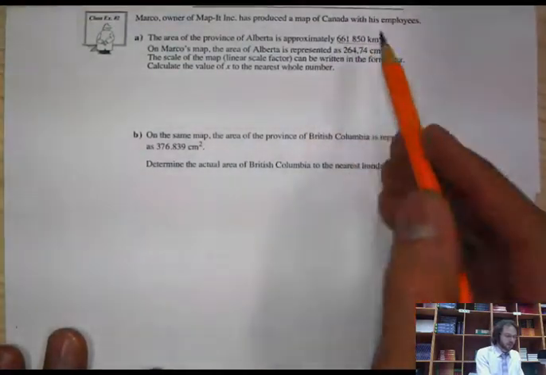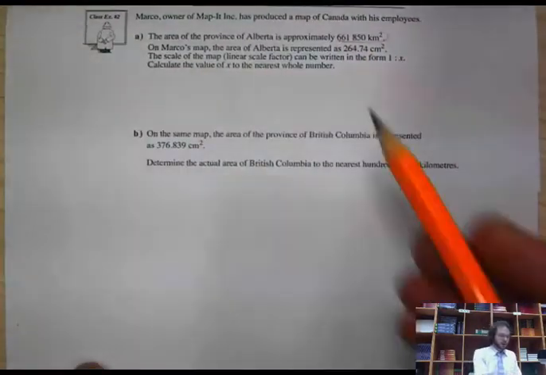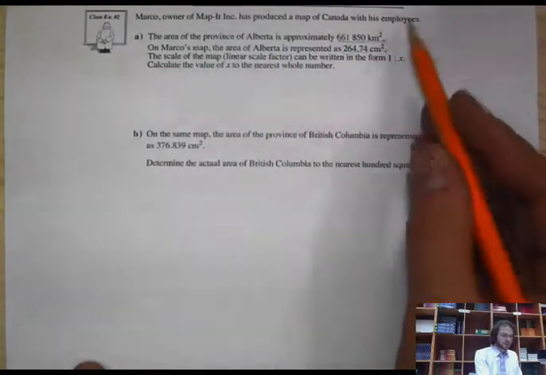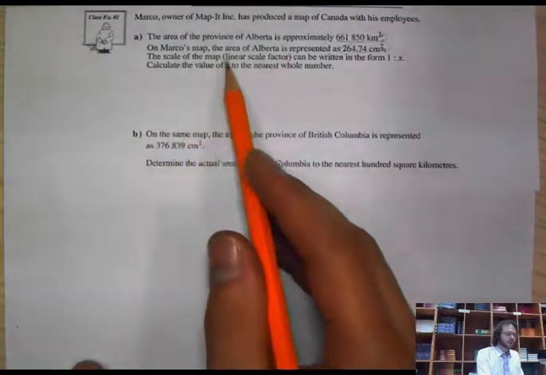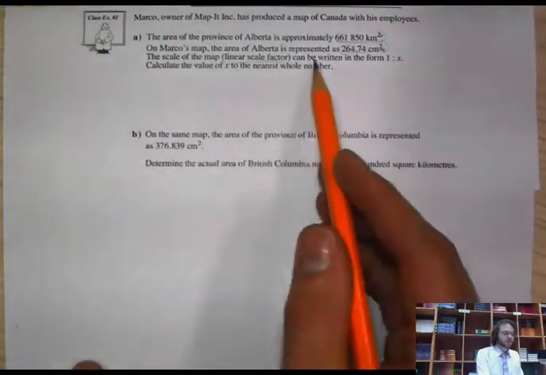So let's look at this next example. We have Marco, owner of Map It Inc., who has produced a map of Canada with his employees. It says the area of the province of Alberta is approximately this. On Marco's map, the area of Alberta is this. Notice we're in square units, so we're looking at area. The scale of the map, scales are always done in linear, can be written in the form 1 to x. We want to figure out what x is to the nearest whole number.